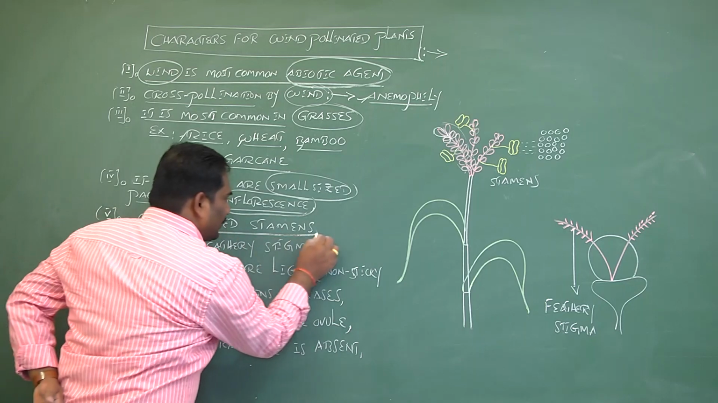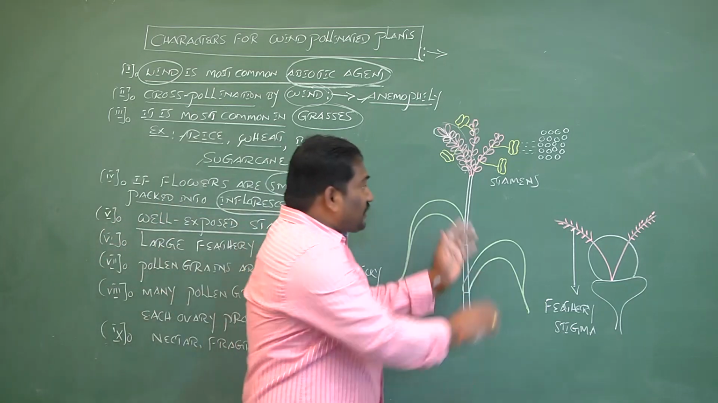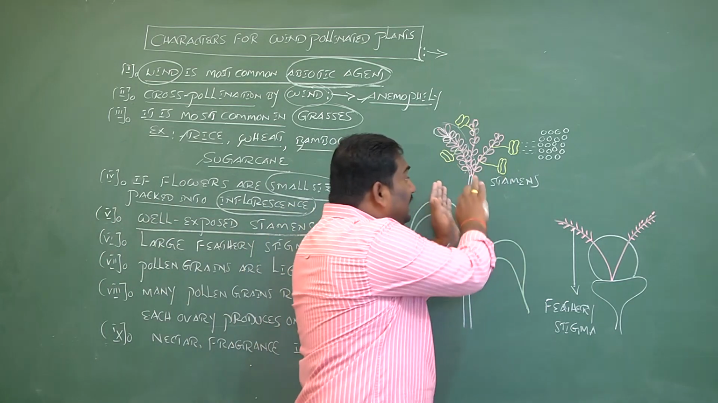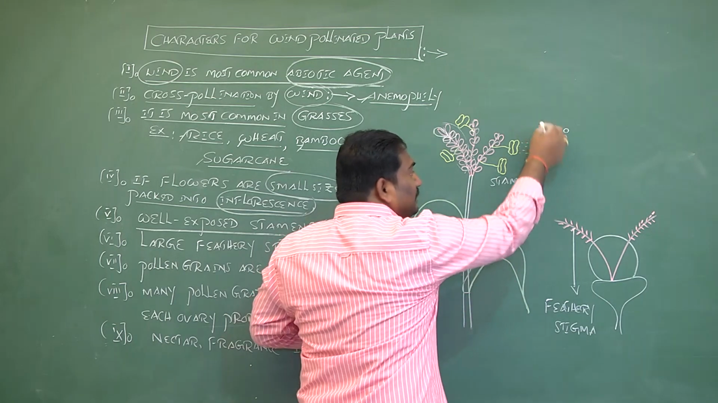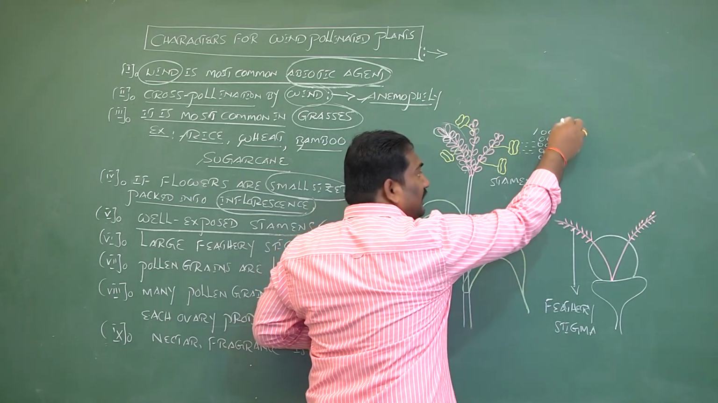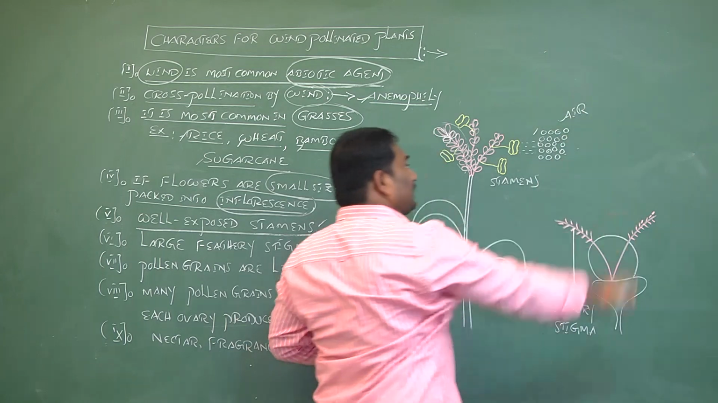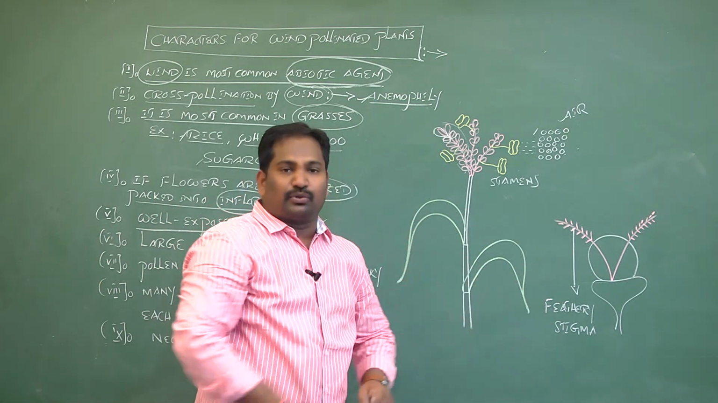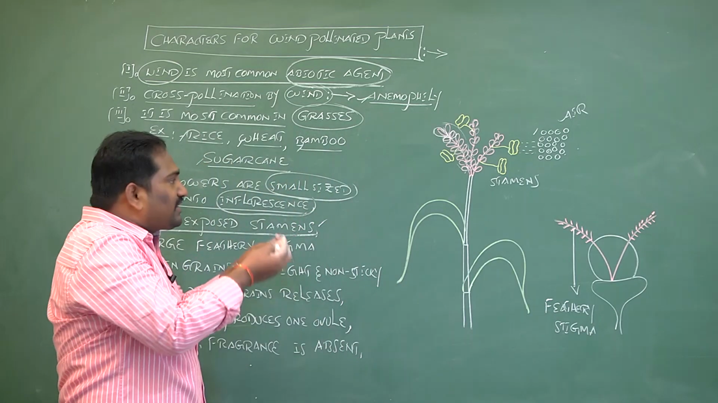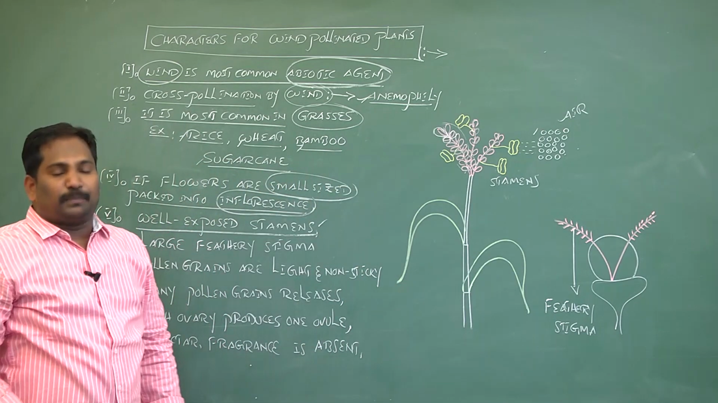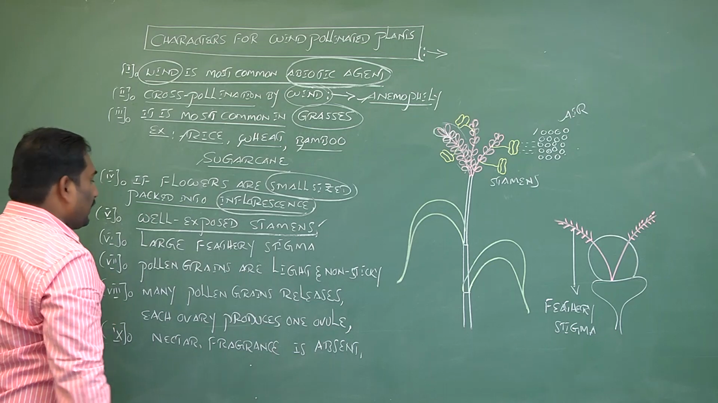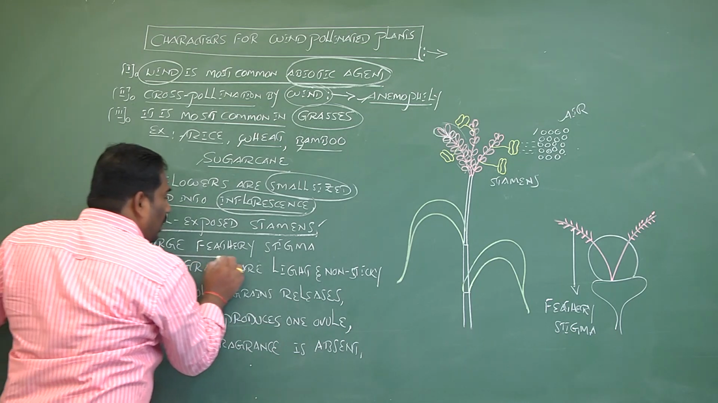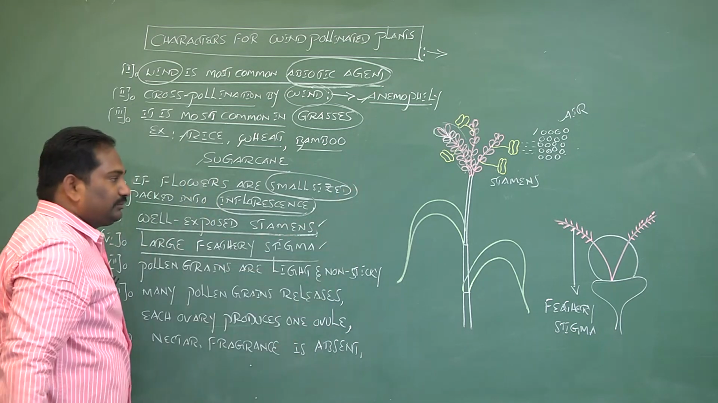Well exposed stamens are present. If the stamens are well exposed, the pollen grains are easily dispersed into air currents. For easy dispersal of pollen grains into air currents, all stamens are well exposed outside the plant body. And one more, a large feathery stigma is present.